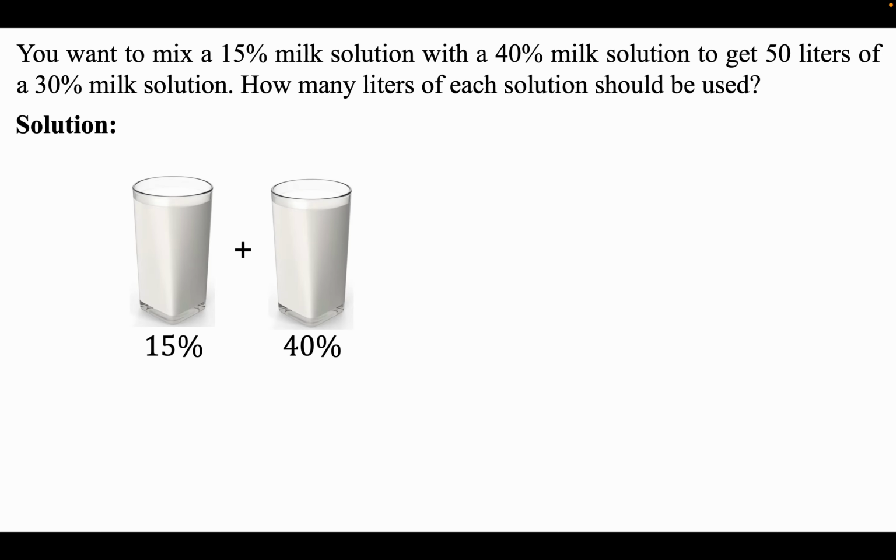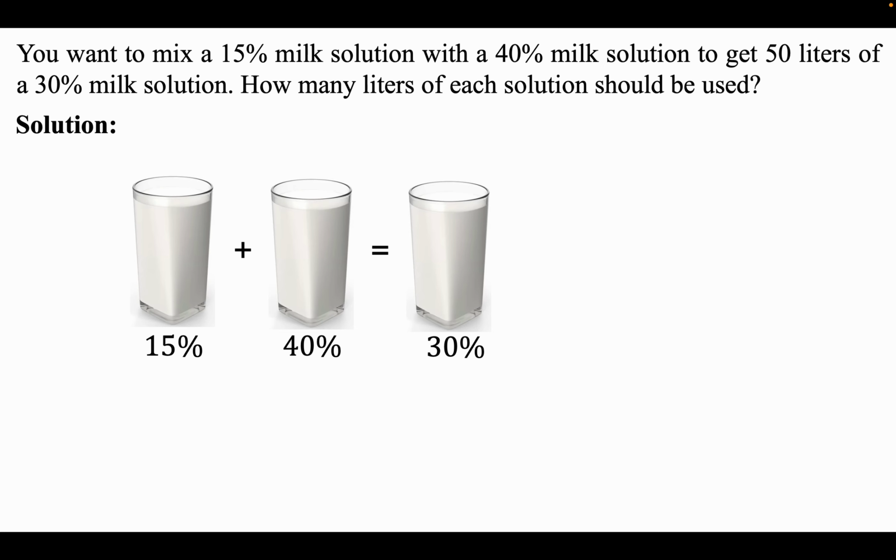Let's take a look at this problem here. You want to mix a 15% milk solution with a 40% milk solution to get 50 liters of a 30% milk solution. How many liters of each solution should be used? Okay, so let's see what we have with the picture here. We have a 15% milk solution being mixed with a 40% milk solution to create a 30% milk solution.